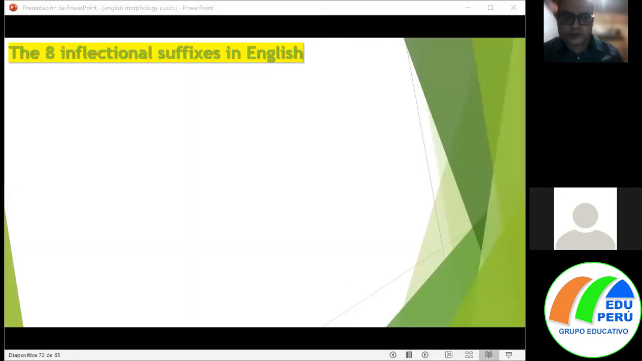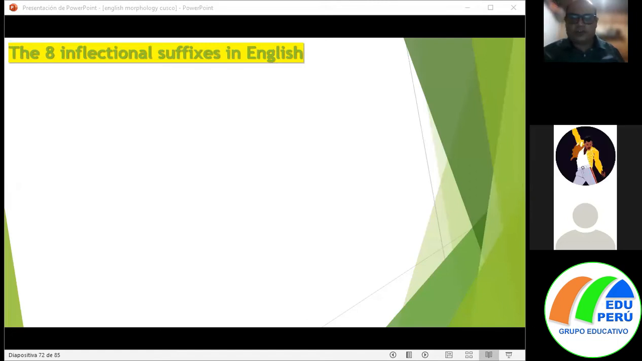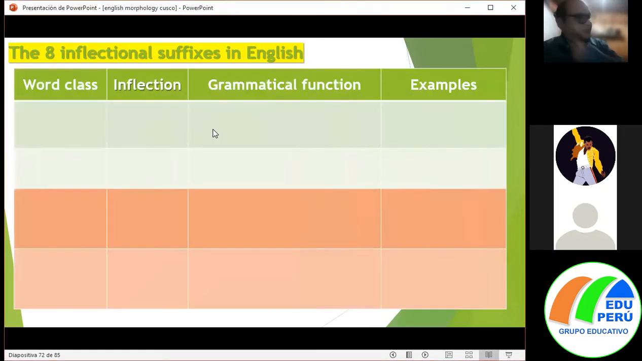So we're going to continue. Sorry for the interruption. So we were talking about, can you watch my slides? Yes? Here you have the 8 inflections, and you were telling me the inflections that we have in English. So we are going to talk about these ones. Remember, we have the word class. We are going to analyze according to the word class, the inflection, the grammatical function, and you're going to see some examples. All right? Let's start with the first.